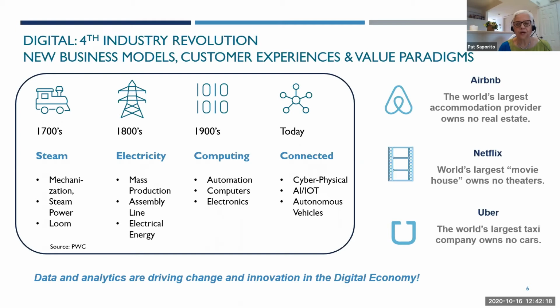You can have any car you want as long as it's black. So mass production, the assembly line, and electrical energy was what was driving everything in the 1800s. As we moved into the 1900s, it was all about computing, right? The first computers, I can actually admit that I do remember punch cards.